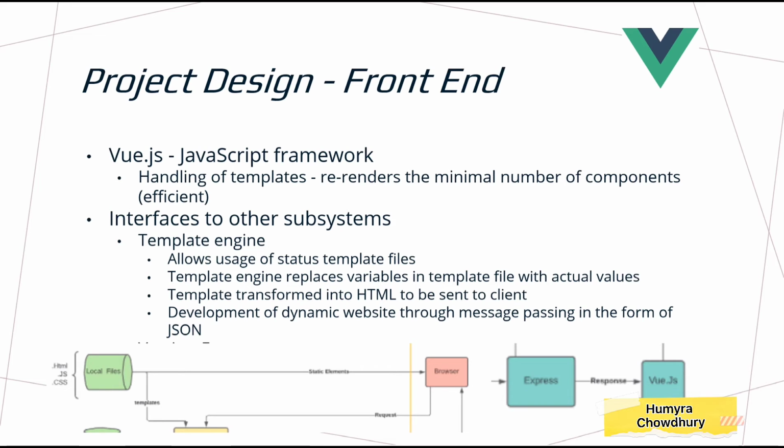To connect the front-end subsystem and the back-end subsystem, the application will make use of what is called a template engine, as briefly mentioned before. This will allow for communication to occur between the front end and the back end. Templates enable the development of dynamic websites by allowing message passing in the form of JSON, and the Vue.js framework allows us to use these templates. The template engines enable the usage of static template files, and during runtime, the engine replaces variables in the template file with the actual values. The template is essentially transformed into an HTML file which is then sent to the client.